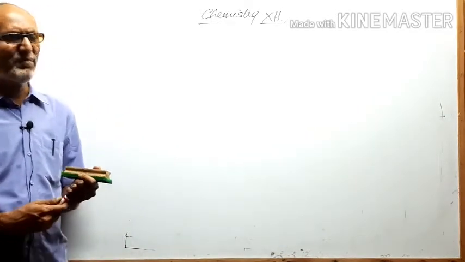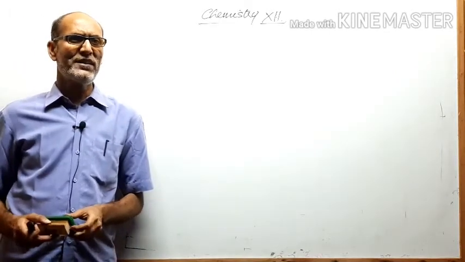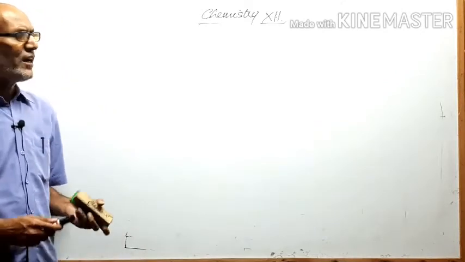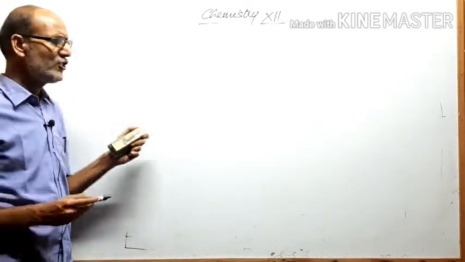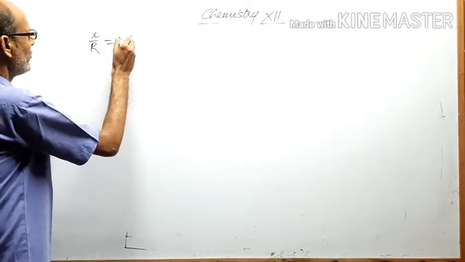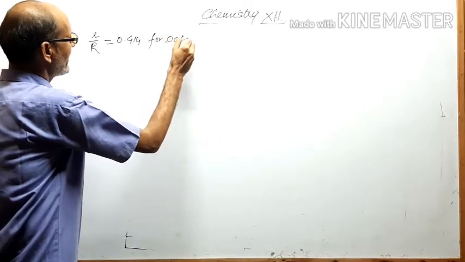for tetrahedral complexes. This is the most important topic related to the first chapter, solid state. And now we are moving towards the derivation of r by R is equal to 0.414 for octahedral complexes.